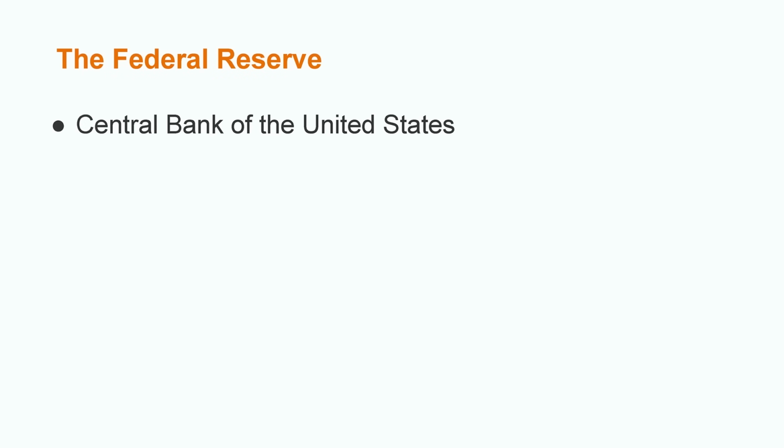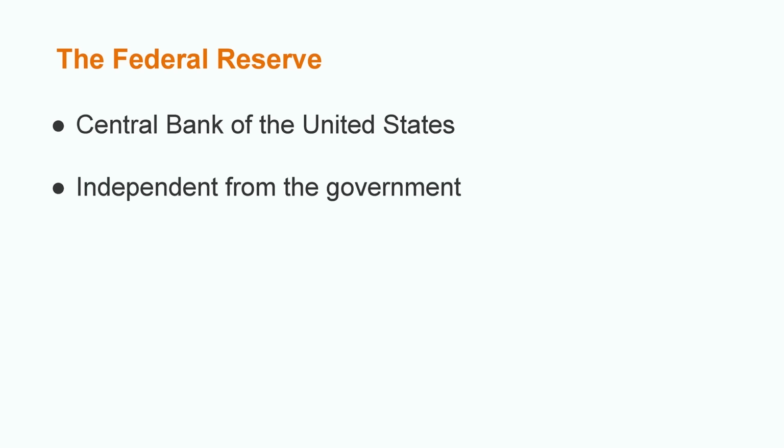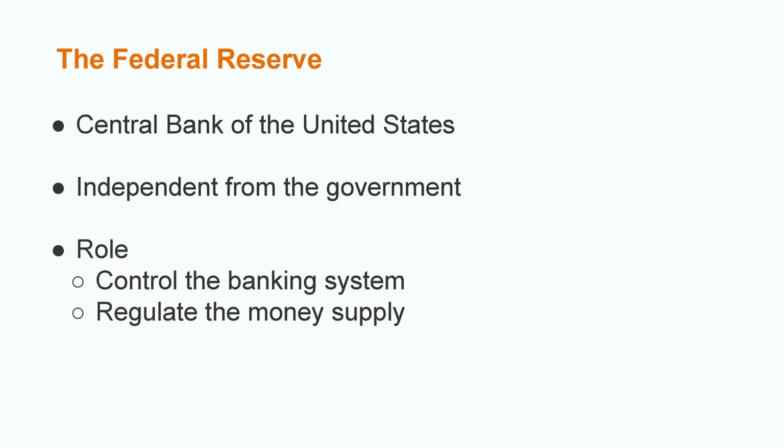Central banks are the public authorities created in order to control the monetary system. In the United States, the central bank is the Federal Reserve, or the Fed. Its authorities, who are appointed every 14 years, are independent from politics and the government. The Fed has the role of controlling the banking system as well as regulating the money supply.